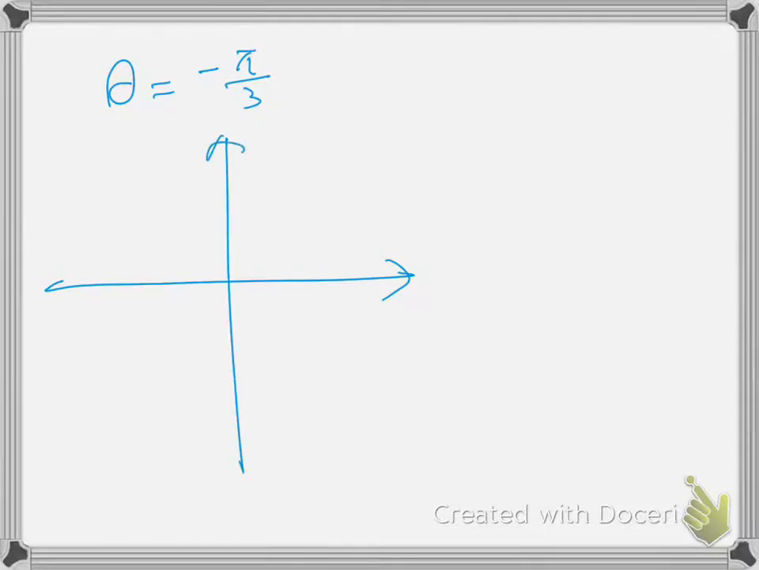So now let's suppose theta is negative pi over 3. It's a clockwise rotation, so we rotate this way 60 degrees.